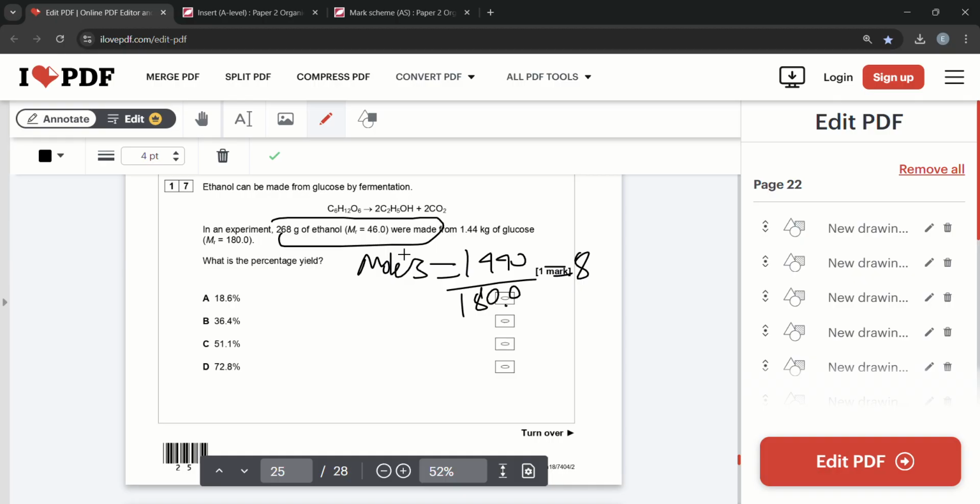No, it's a 1 to 2 molar ratio. So we need to multiply that mole amount by 2 firstly. So we get 16 moles of ethanol. And then we do 16 times 46.0, and that will give me the theoretical yield, mass in grams, 736. Actual yield over theoretical yield times 100, 268 over 736 times 100, 36.4%.